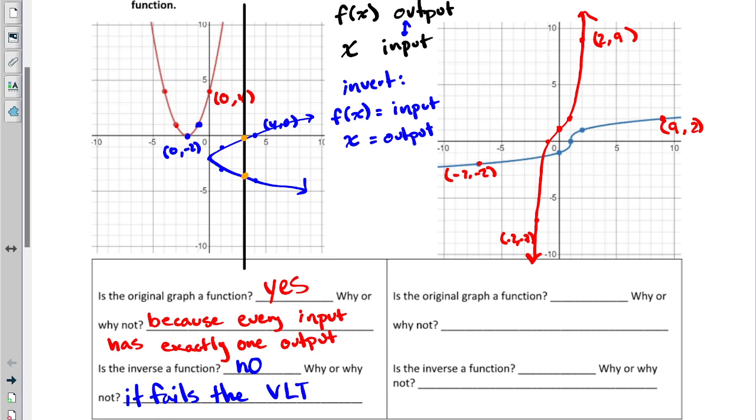Cool. So I've basically just swapped x and y. We've inverted it, right? We've swapped input and output. All right, is the original graph a function? Yes. It passes the VLT.